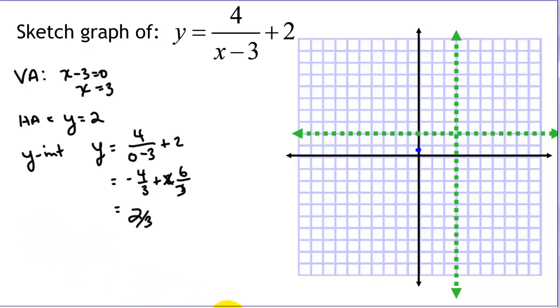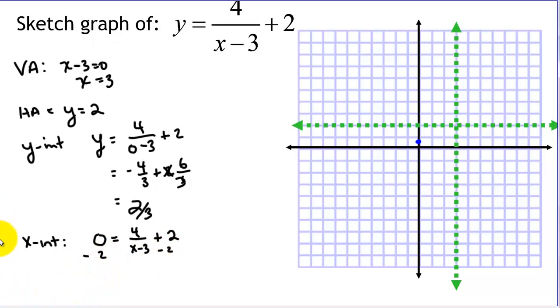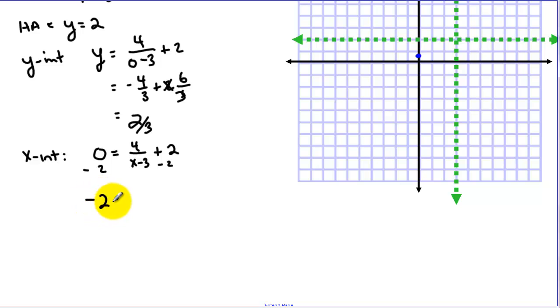And let's find our x-intercept. And again, here we're going to set the y equal to 0. Now we haven't talked about solving rational equations here, but we want to set this up as a proportion, so I'm going to subtract 2. So I've got negative 2 equals 4 over x minus 3. And we want to make this be a fraction, and I think most of you know when you have a fraction equals a fraction, we're going to cross multiply.